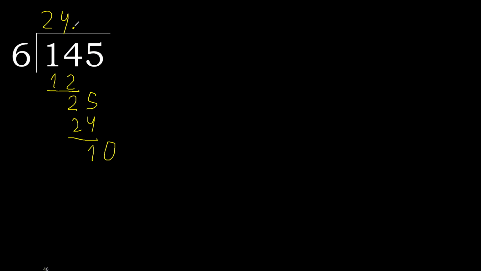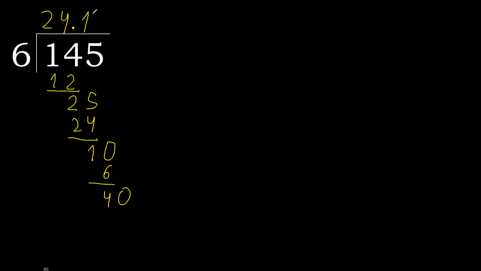Complete with the point, okay. 10. 6 multiplied by 2 is 12, which is greater. Multiplied by 1 is 6, which is not greater, okay. 10 minus 6 is 4. Complete again, the point is here, okay, 40.